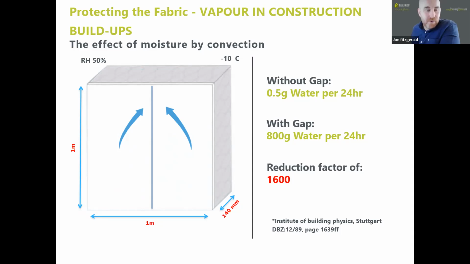So although the vapor control layer is important for heat loss, it really is, it's crucial for fabric safety when you're dealing with timber elements within buildings. So when you're building dry lines, it's important to have a protective plaster on the outside of your building and a well-sealed air and vapor control layer on the inside of your building.